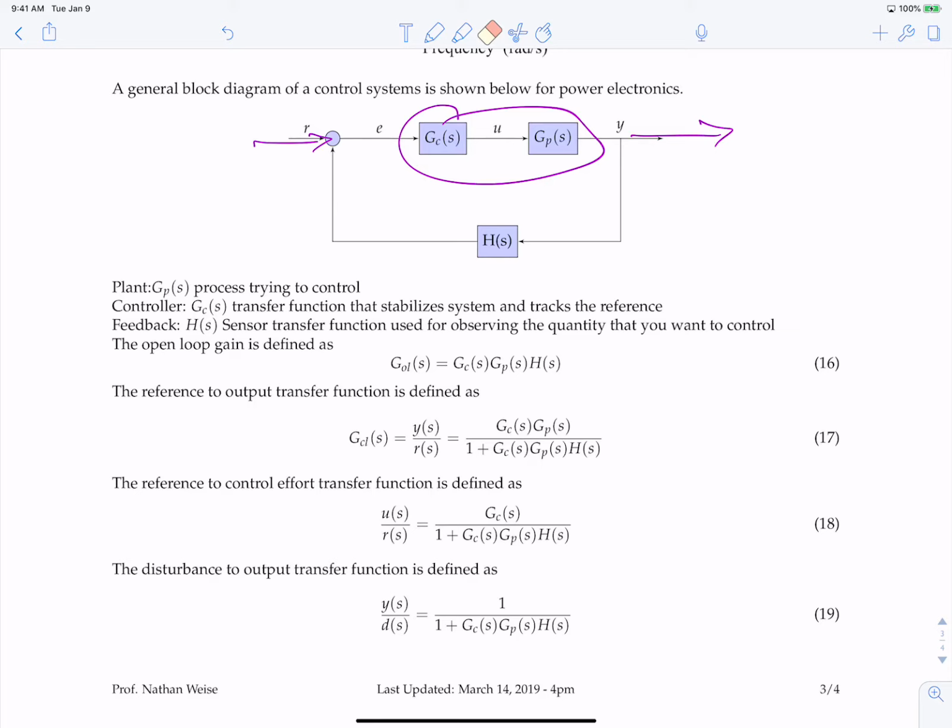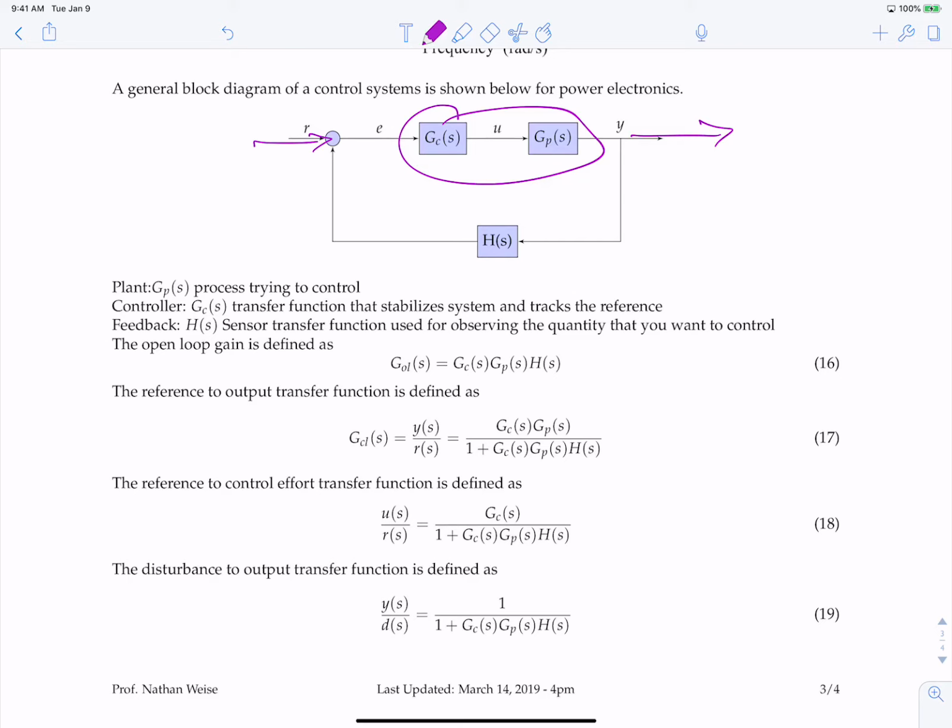So at the end of the day, you want GCL to have nice poles, i.e. a damping ratio of 1, so you don't have a lot of ringing, and you can get the speed of response that you want. So you're trying to shape, essentially, GCL, the closed loop response, to push the poles to be where you'd like them as a designer, okay?